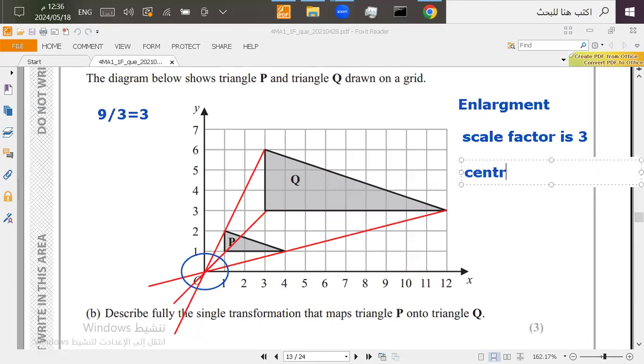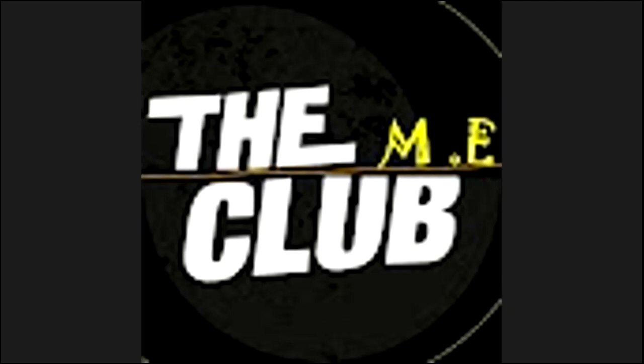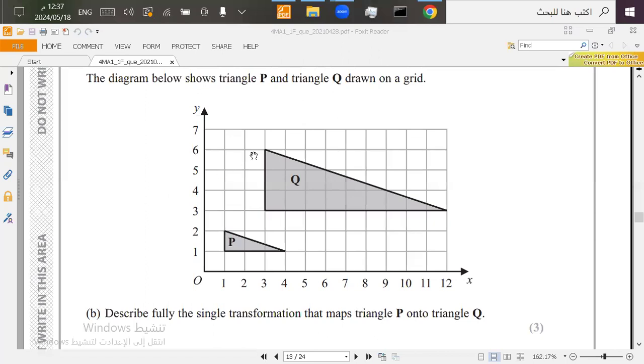So the center is 0, 0, like this. And this is the full description of the transformation that made P become Q. And that's it for this question. As we said, this is how you describe an enlargement and the steps of enlargement. Now let's move on to the next question.